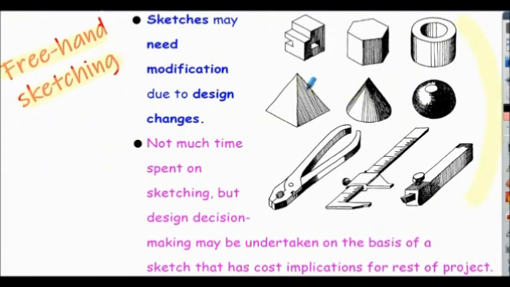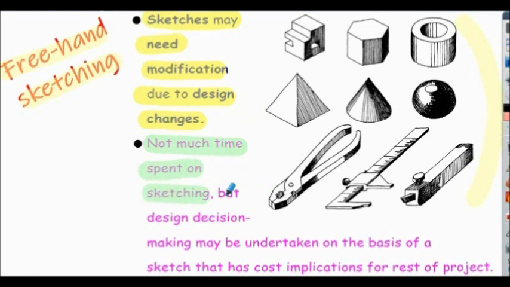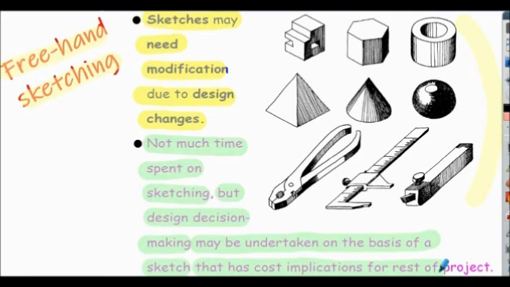Here, notice that within design environments, sketches that are initially produced may need modification due to design changes occurring as the design process evolves. Not much time is usually expended on sketching, but it's important to note that design decision making may often be undertaken on the basis of a sketch, and that can indeed have cost implications for the rest of the project. So it's very important with sketching to ensure that the technical aspects portrayed by the sketch are valid to help underpin the developing design process.